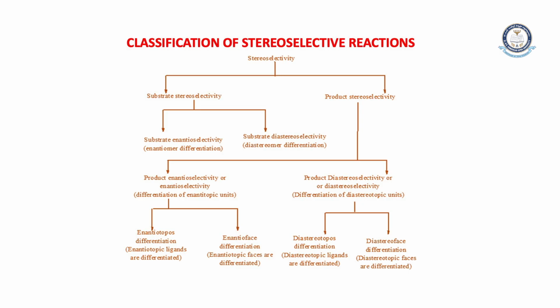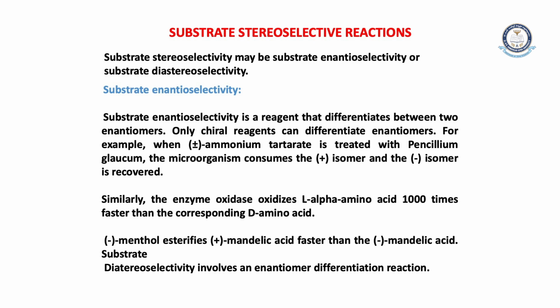One is stereoselective substrate selectivity and product selectivity. Substrate selectivity is also classified in different ways, and product selectivity is also classified in different ways, where we are getting enantiomers, diastereomers and everything. Now let us see substrate stereoselective reactions.